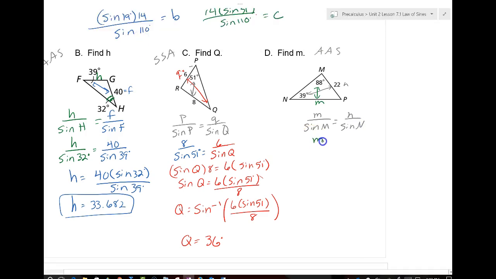So what do we get? M I don't know, but I know the sine of m is 88 degrees. So sine of angle m. Then I have n is 22, as I should be writing down the numbers, 22 is to sine of 39 degrees because they match. So how do I know 22 and 39 go together again? Because they're opposite angle and opposite side.